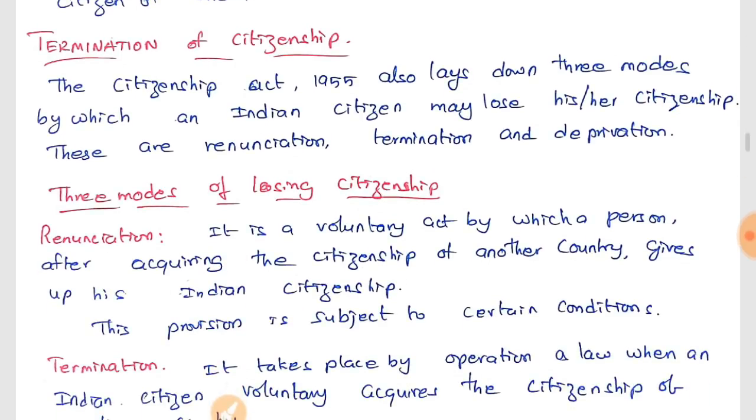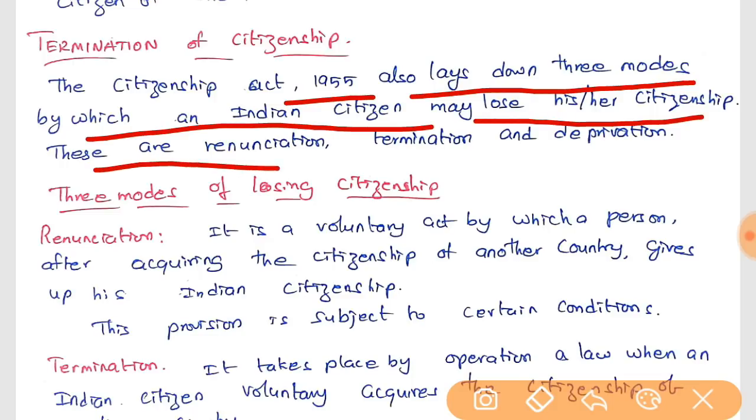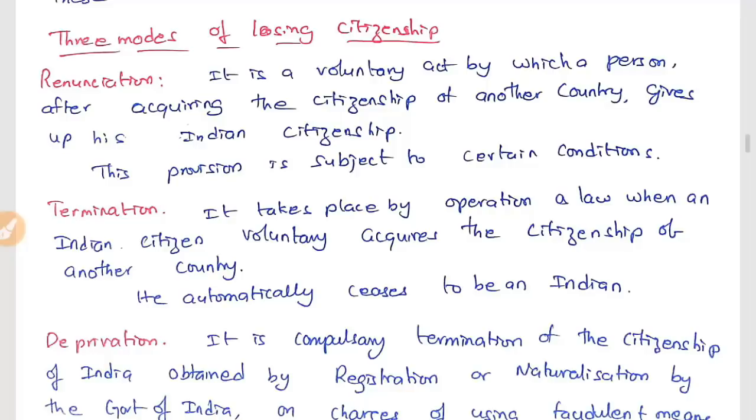Now, till now we have seen how we acquire the citizenship of India. Now we will see how the termination of citizenship happens. The Citizenship Act 1955 also lays down three modes by which an Indian citizen may lose his or her citizenship. These are renunciation, termination, and deprivation, friends.